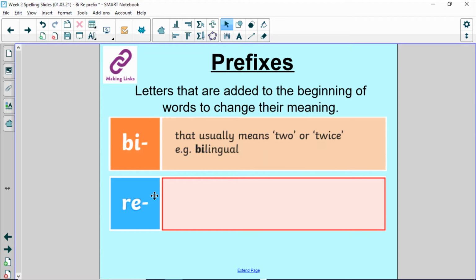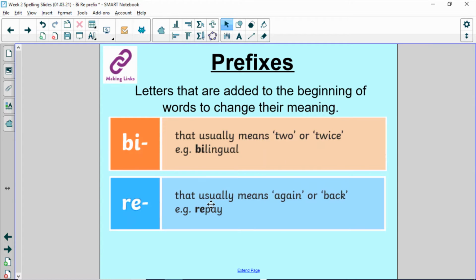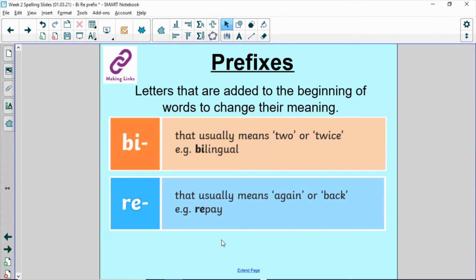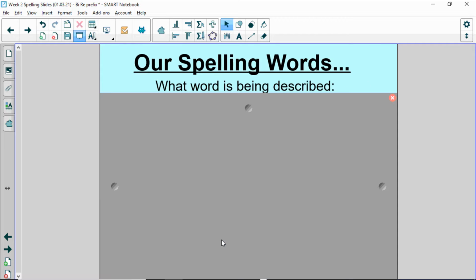The other prefix we're looking at is re. Now, when you use re, usually that means you do something again or you give something back, like repay. If you pay for something, you use money. Repay means you pay something back. For example, if someone gave you some money, you give it back by repaying them. And they are the 2 prefixes that we are going to be focusing on for this week.